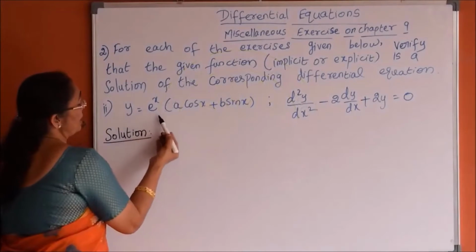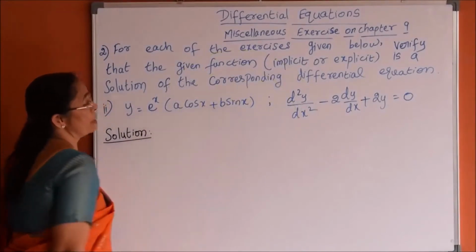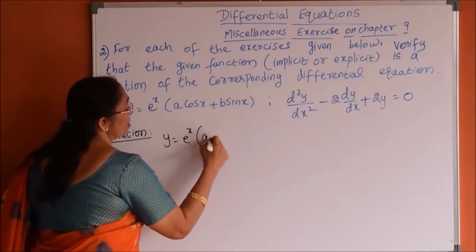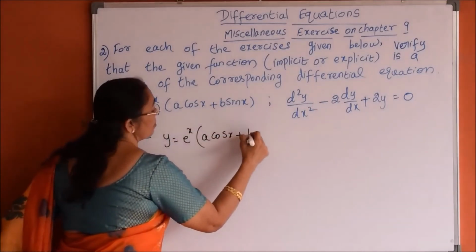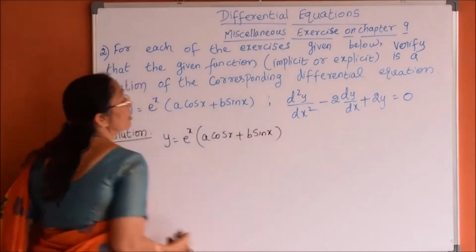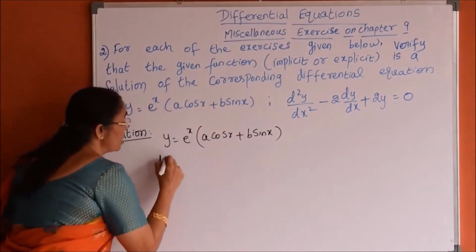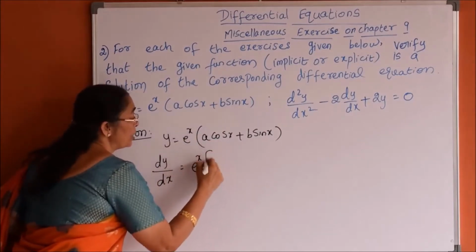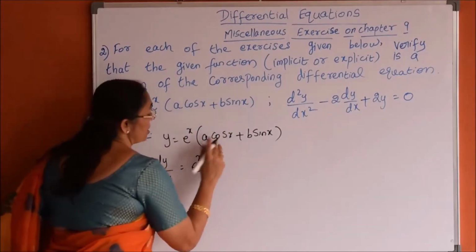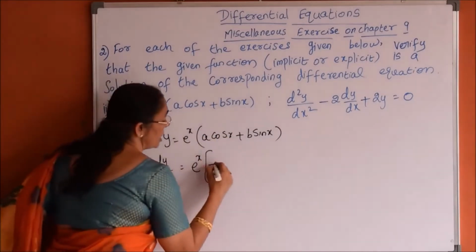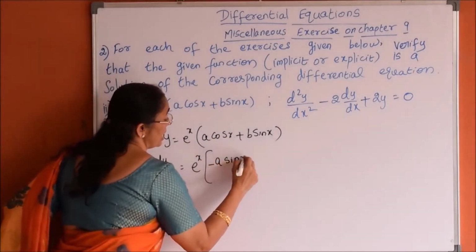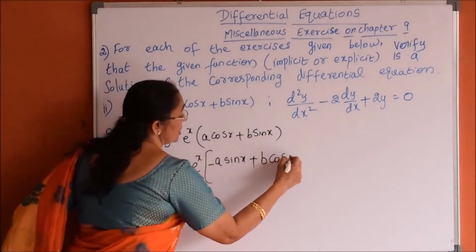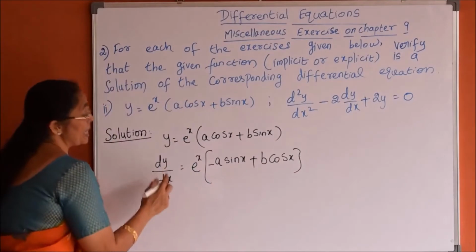Next problem: y is equal to e power x into a cos x plus b sin x. So the given equation is e power x, a cos x plus b sin x. So for the first differentiation, dy by dx is equal to e power x into, by product rule, a cos x, whose differentiation is minus a sin x, plus differentiation of b sin x, which is b cos x. So this is dy by dx.